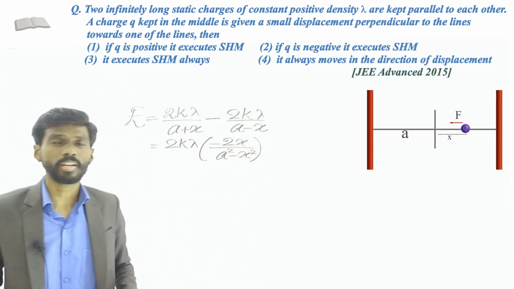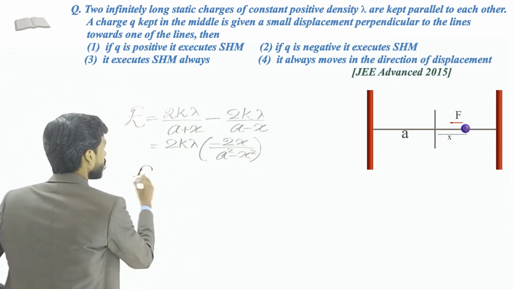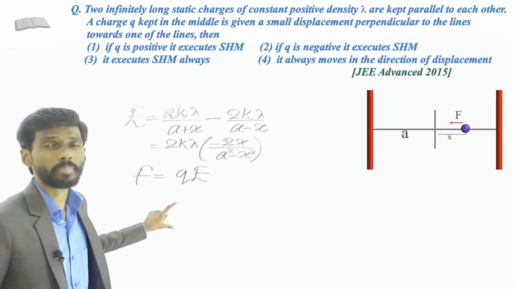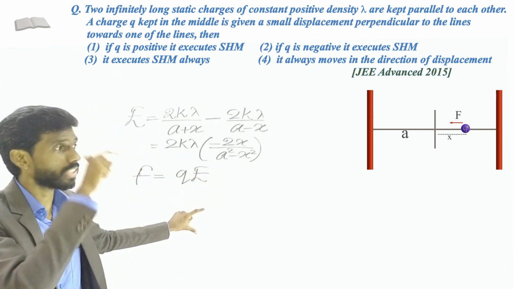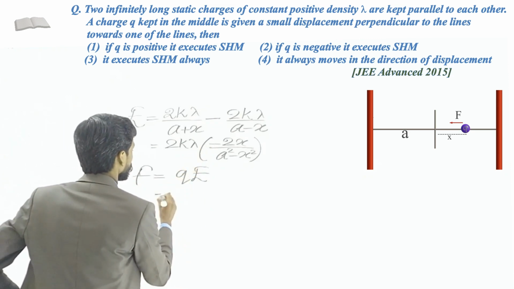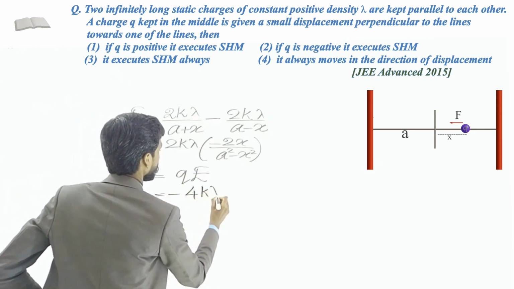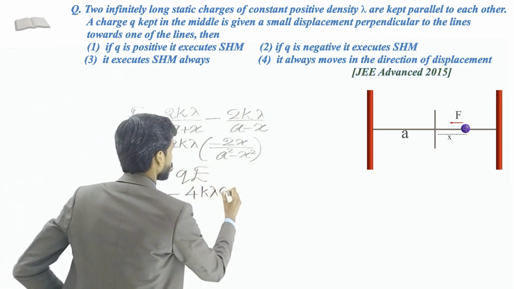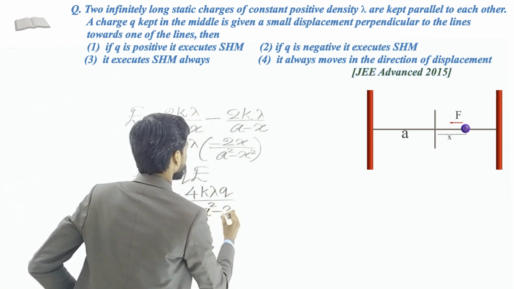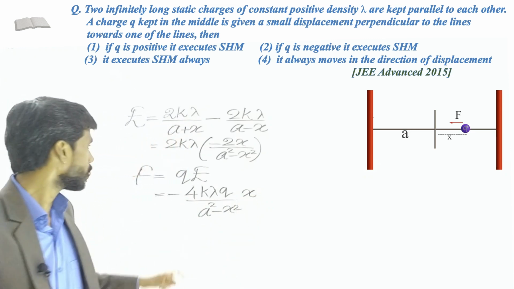Okay, we found the electric field. Now we need to find the force. How to find the force from the electric field? Force equals the charge multiplied by the electric field. That's all. Charge multiplied by electric field will give you the force on the charge q. So charge multiplied by this, what will that become? That is minus 4k lambda q divided by a squared minus x squared, multiplied by x. So this is the force.